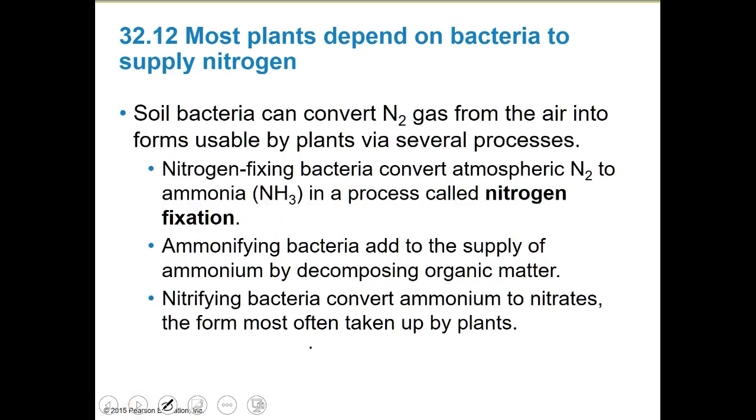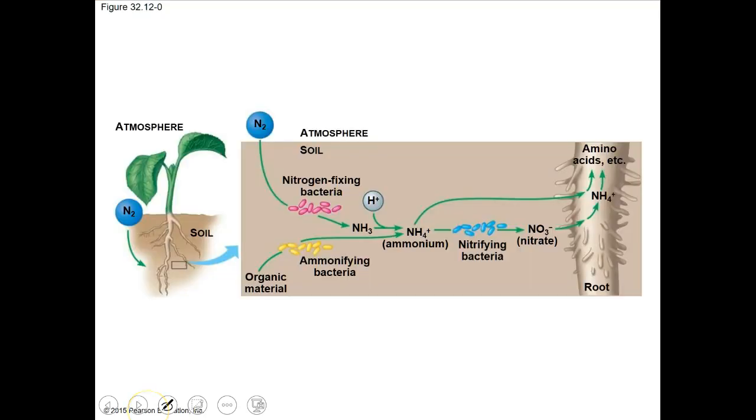So soil bacteria actually convert the nitrogen gas in the air into usable forms. So we'll have nitrogen fixing bacteria that convert the N2 to NH3, called nitrogen fixation. Ammonifying bacteria add to the supply of ammonium by decomposing organic matter. Nitrifying bacteria convert ammonia to nitrates. So we've got ammonifying, nitrifying, nitrogen fixing. I will say the nitrogen fixing are probably the most common that we talk about. So I won't worry about the others.